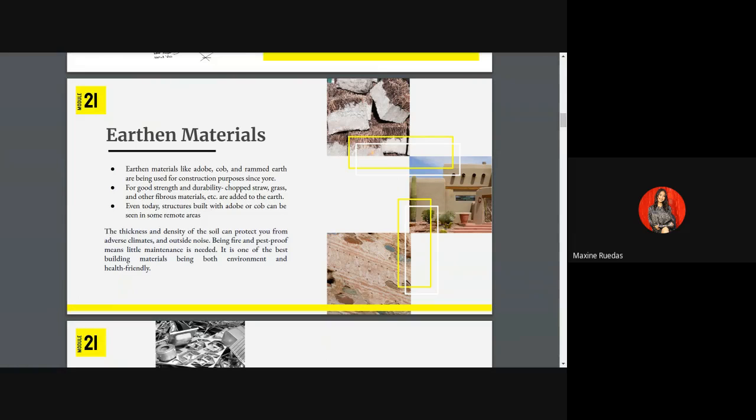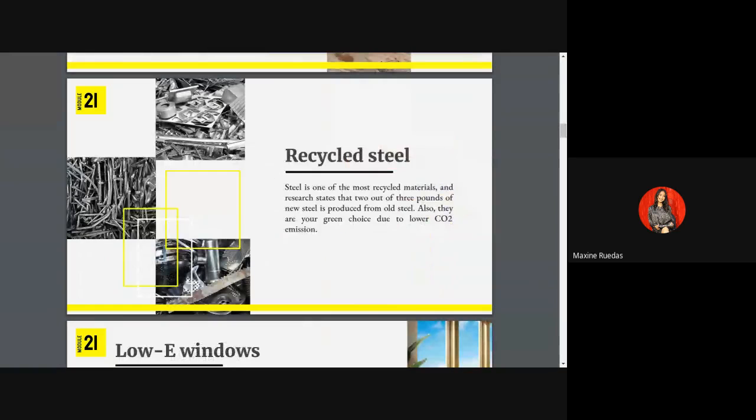Next will be the recycled steel. So, steel is one of the most recycled materials, and research states that 2 out of 3 pounds of new steel is produced from old steel. Also, it is a green choice due to lower CO2 emission. So, steel is not consumed, it is used again and again without any loss of quality or strength. So, unlike most materials, steel can be upcycled, meaning that its quality and strength can be enhanced through recycling.